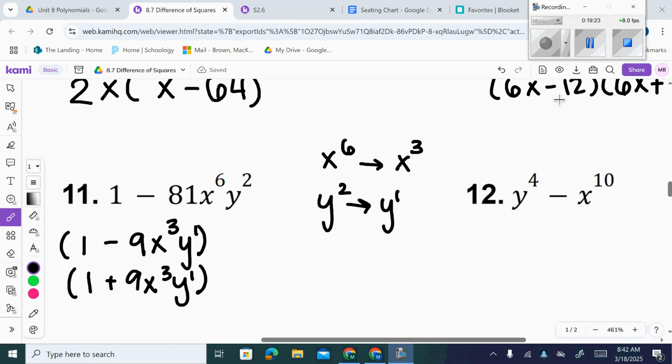Who wants to answer it? Raise your hand. y to the second minus x to the fifth, and y to the second plus x to the fifth. Everybody okay with that?